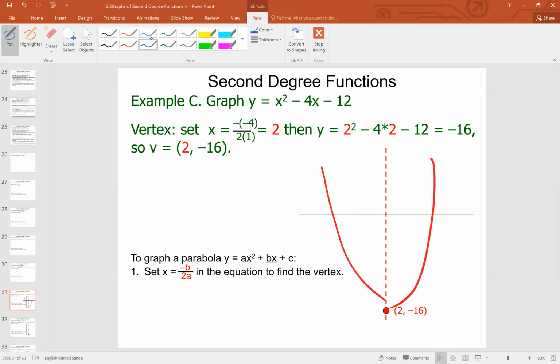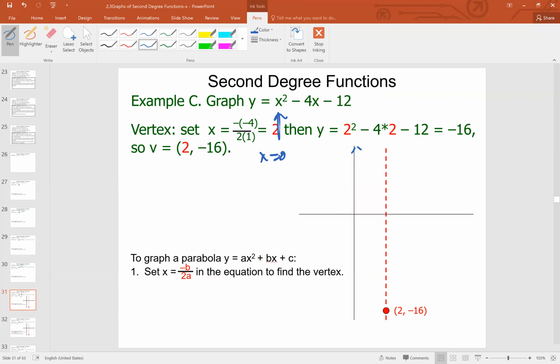Then the second thing we're going to do is find another location besides this point. Where's the location that's easiest, if possible? Well, put x equal to 0.